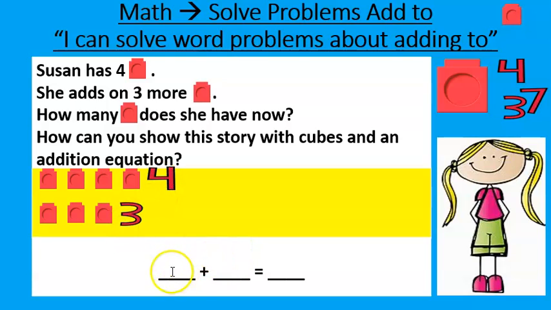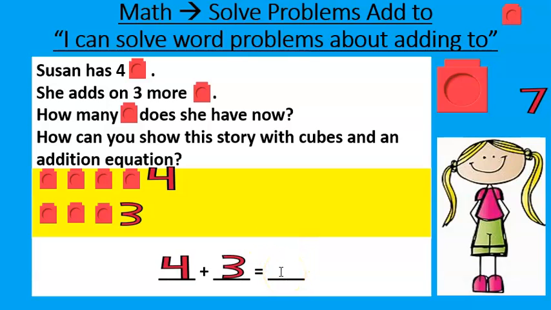What is the first number we're going to put here? 4. Good job. So let's put 4 here. Now, what's this next number? What is this number here? 3. Okay, so I'm going to put 3 here. Now look, we have 2 numbers here. We have to get another number here.